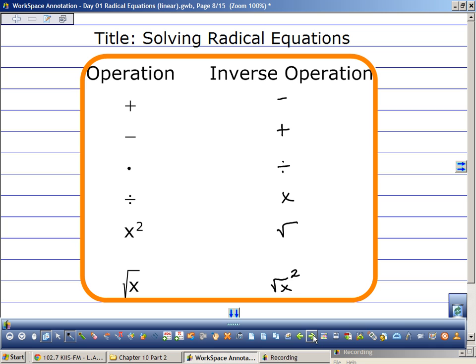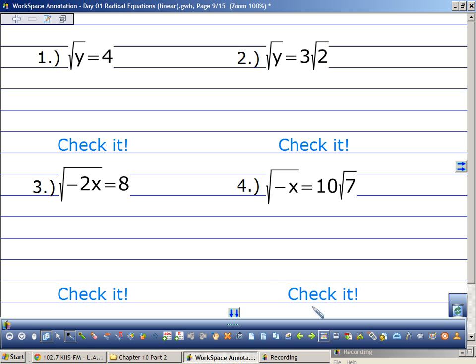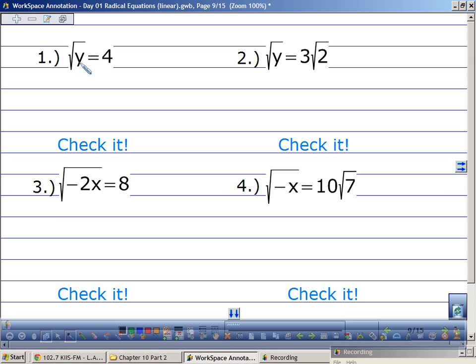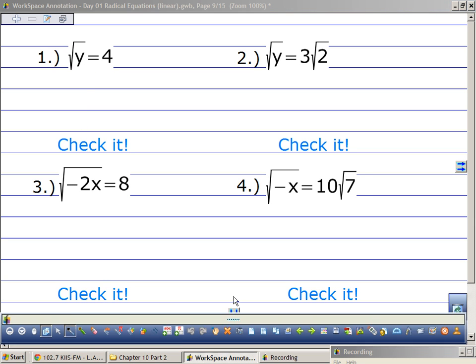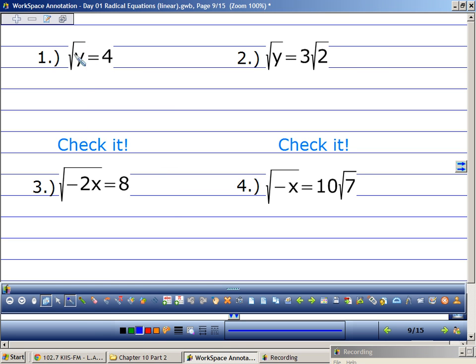Okay, so let's use this idea of inverse operations for solving radical equations. So, the square root of y equals 4. Can I simplify this in any way? Can I solve it? Can I do anything with it? What can I do with it? Other than squaring both sides, is there anything else I can do with it? No. That's the first thing you have to ask yourself: can I do anything with it other than squaring both sides? No, so that's what I'm going to do.